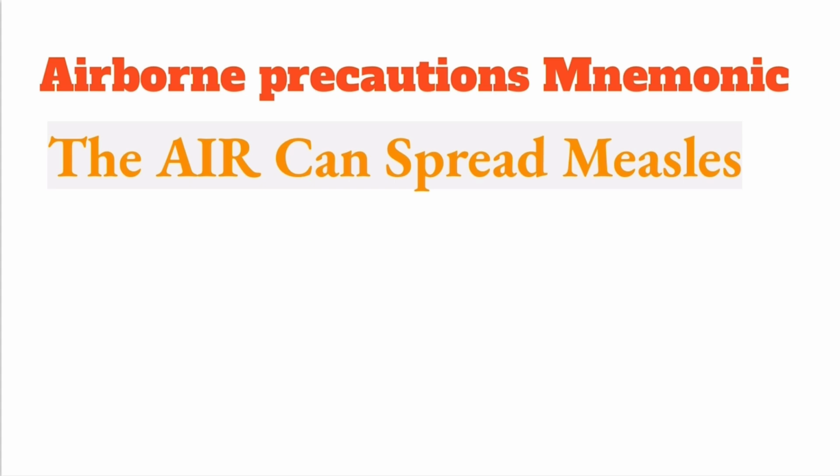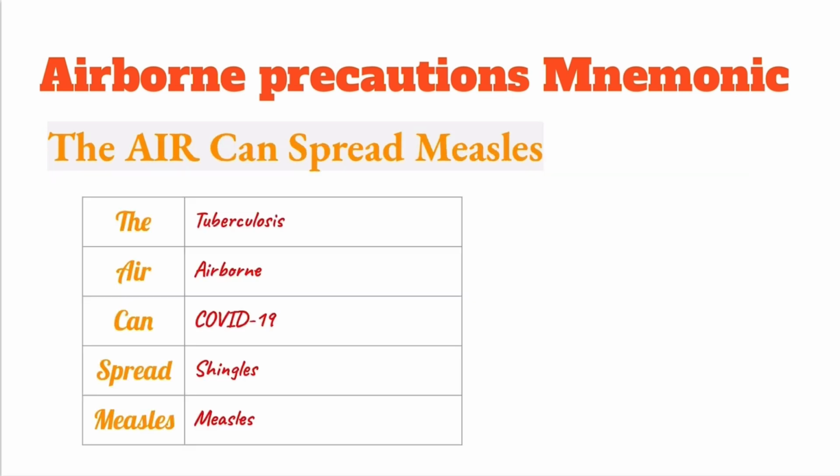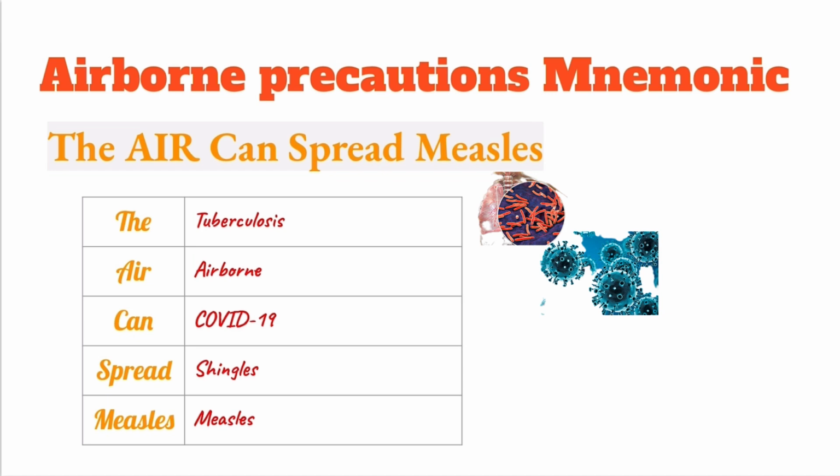Our first mnemonic focuses on microorganisms that spread via airborne transmission. The mnemonic is "The air can spread measles." Let's break it down. The is tuberculosis, air is airborne, can is COVID, spread is for shingles, especially disseminated shingles involving multiple dermatomes, and M for measles.